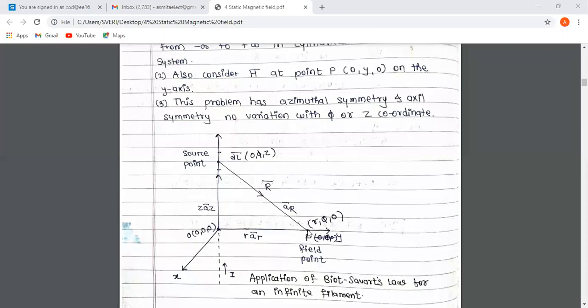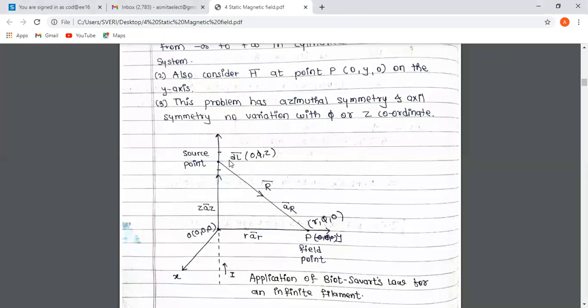Now, as the point P is placed on the y-axis itself, the z coordinate will be 0 there, because it comes in the x and y plane actually. So here the z coordinate is 0, because it is in line with the origin.